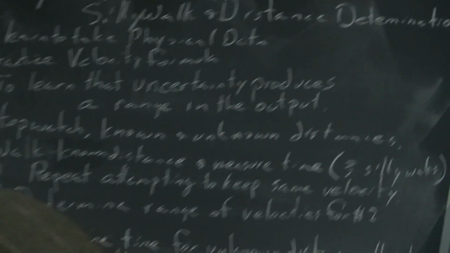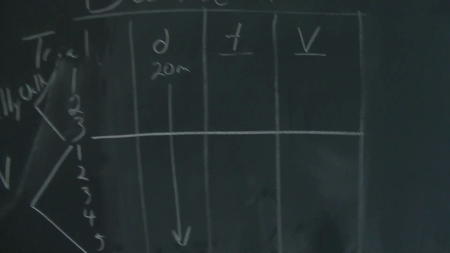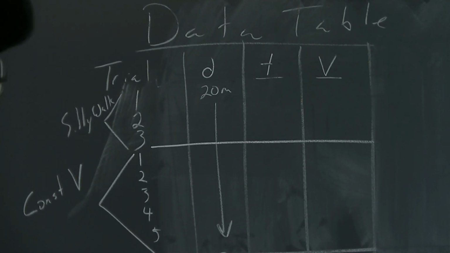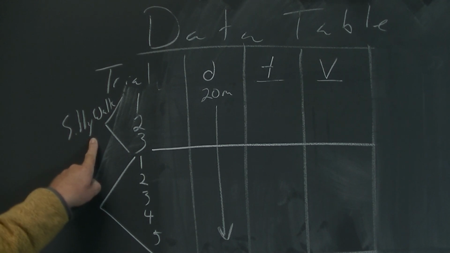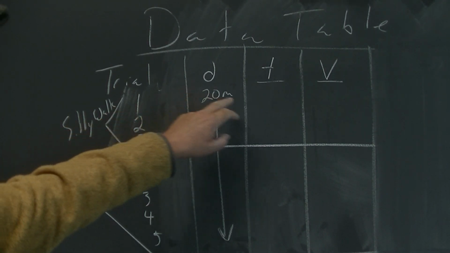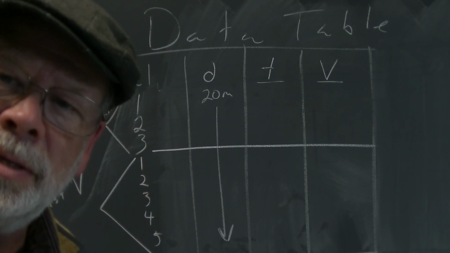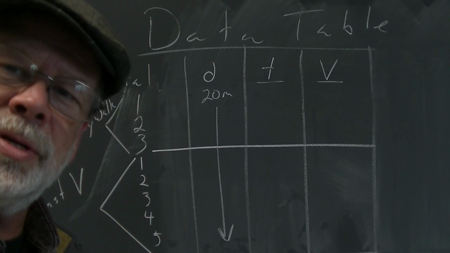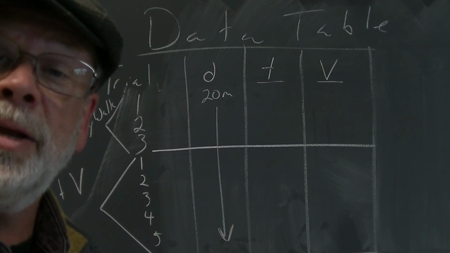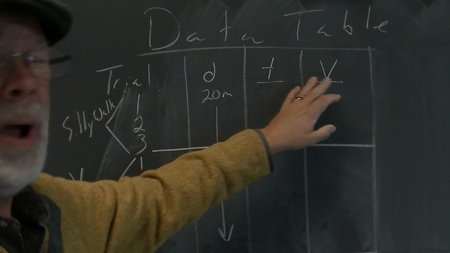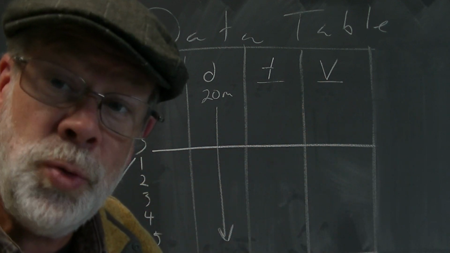So if you look here, I've shown you what the data table would look like for this. Okay, the data table for the silly walks, all right, you have distance, time, velocity. Now, why did I put distance in front? Well, when you do your velocity calculations, how do you do it? It's distance divided by time. So you can see, putting things in your data table, that is the way you're going to calculate them as much as you can.